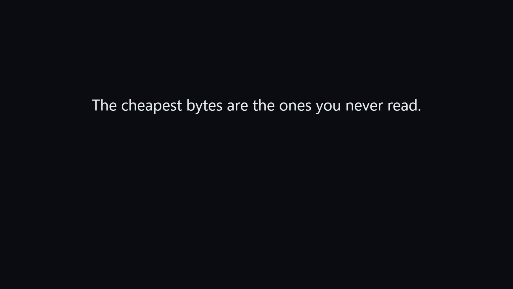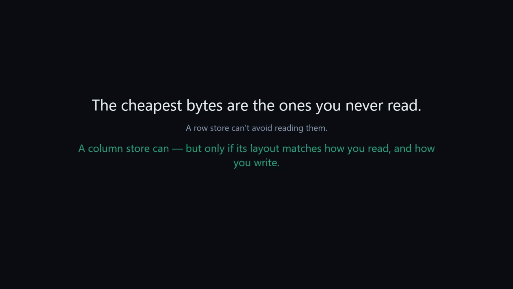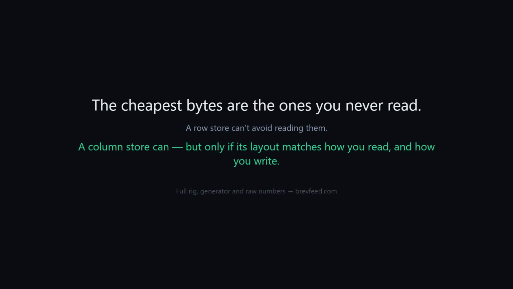The cheapest bytes are the ones you never read. A row store can't avoid reading them. A column store can, but only if its layout matches how you read and how you write.